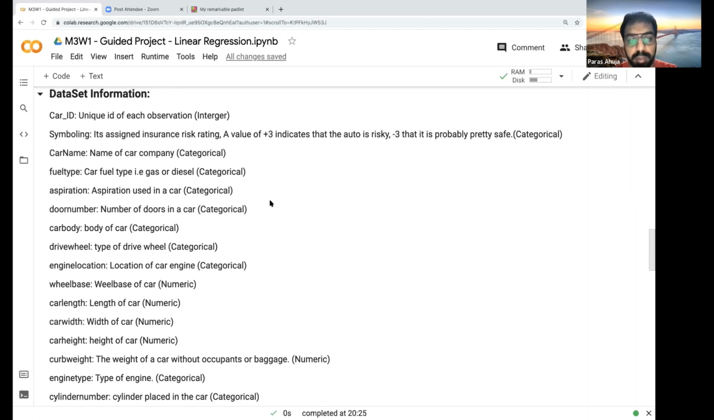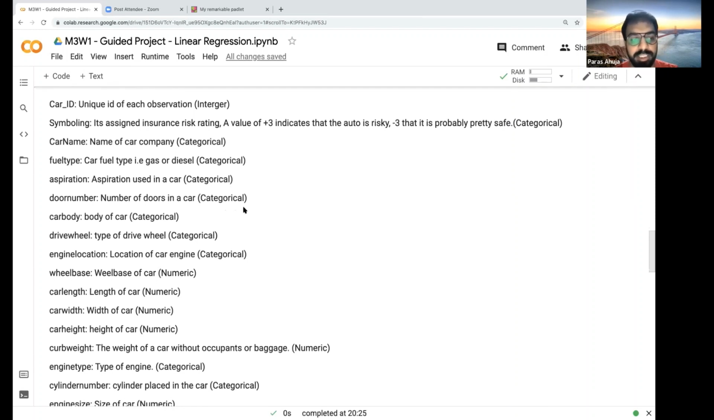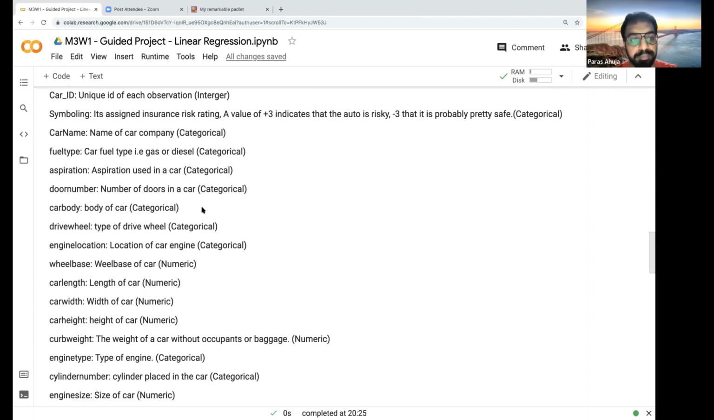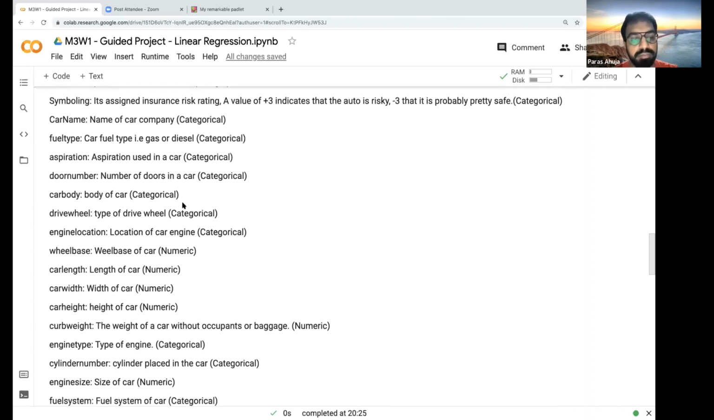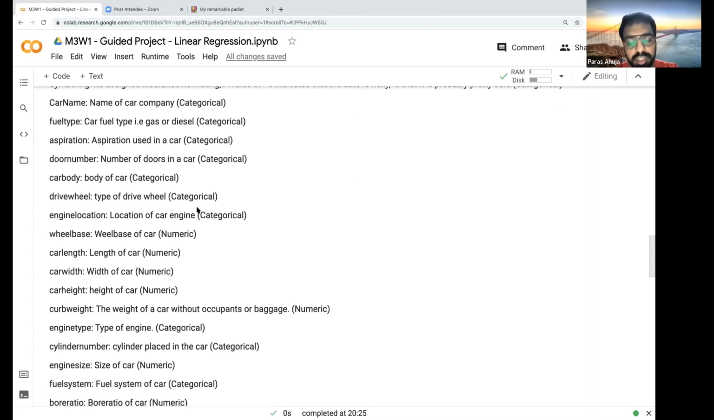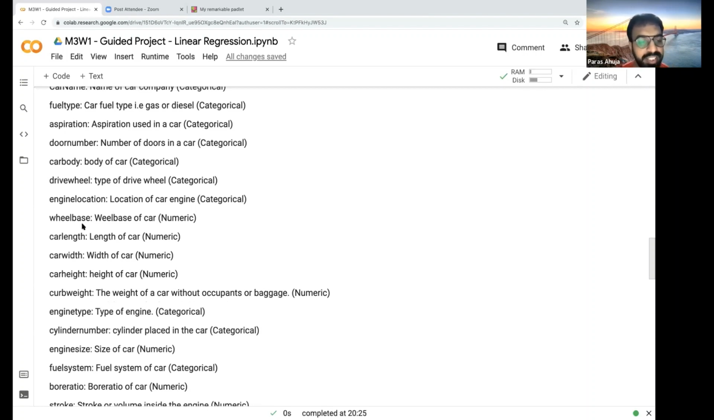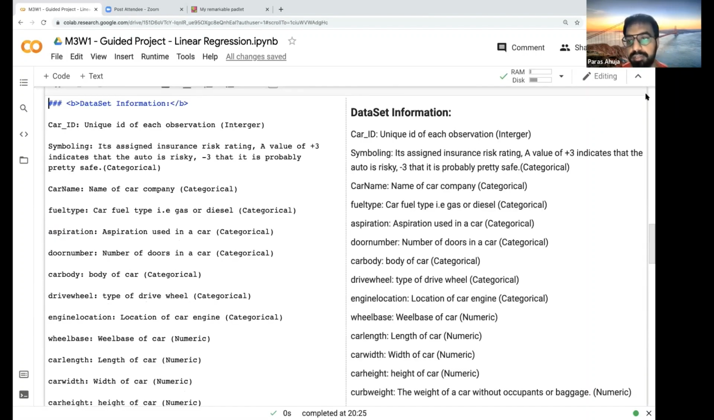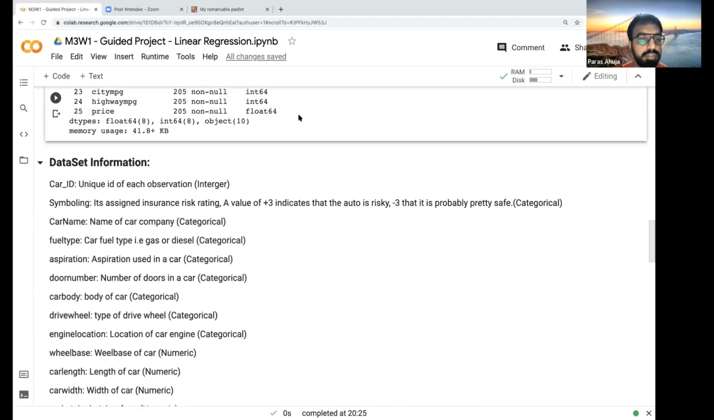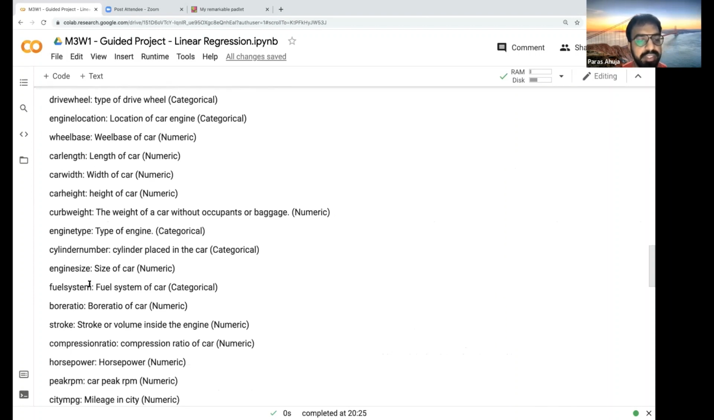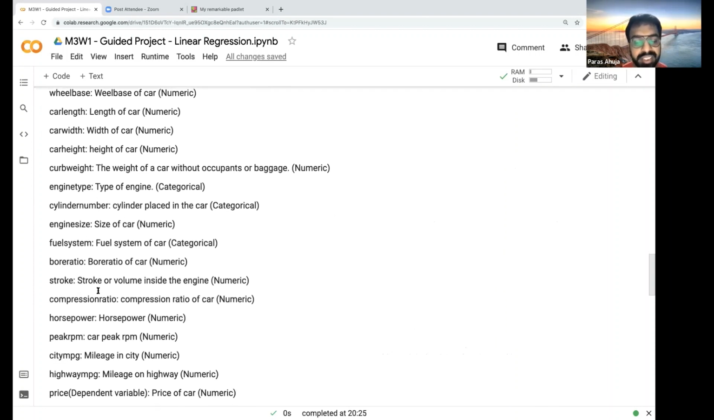Next, car name of the car company, fuel type, aspiration. There are some domain specific car terminologies, right? Car body, drive wheel, engine location, wheelbase. There are a couple of them, and as we do the EDA, we'll go through each of these columns and see what they have. But some are very clear: car length, car width, engine type, engine size, fuel systems. So all these properties decide the price of the car, right?